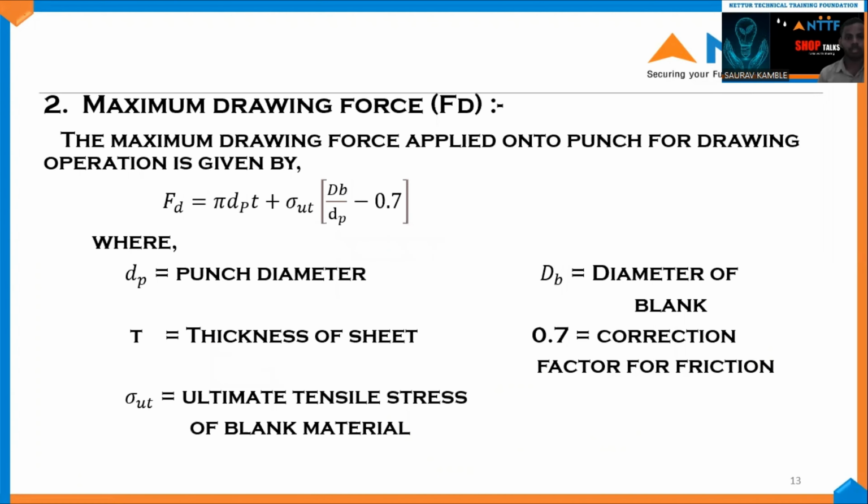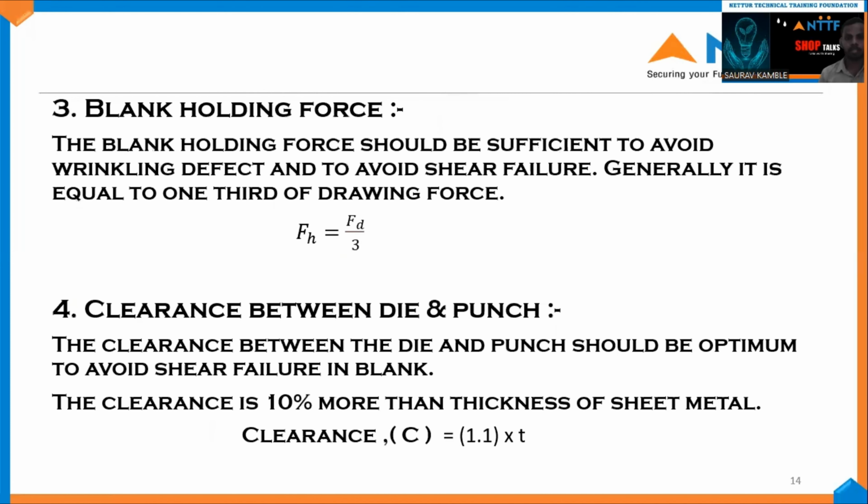Now, the maximum drawing force applied onto the punch is given by this formula. Fd is equal to pi dp t sigma ut multiplied by (db divided by dp minus 0.7). In this, dp is punch diameter, t is thickness of sheet, sigma ut is ultimate tensile stress of blank material, db is diameter of blank, and 0.7 is a constant, which is the correction factor for friction.